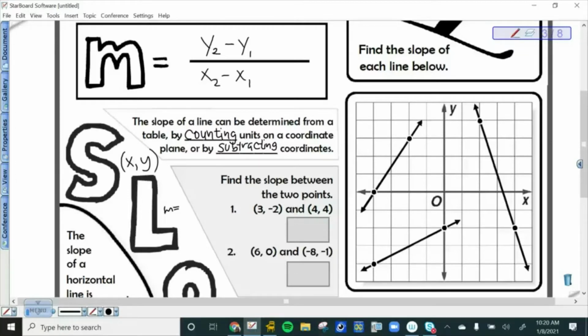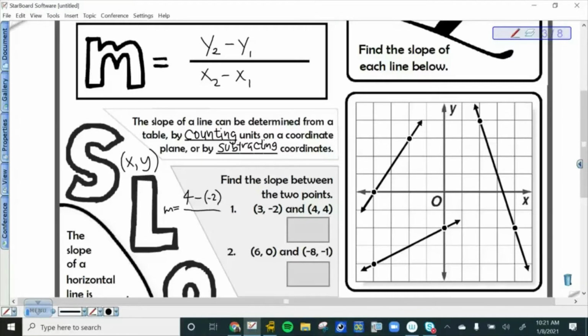In parentheses, we have our x coordinate first, our y coordinate second. So the second value here, those are my y values. I'm going to take 4, and then I'm going to subtract -2. I do 4 minus -2. That's my rise. That's the change vertically.